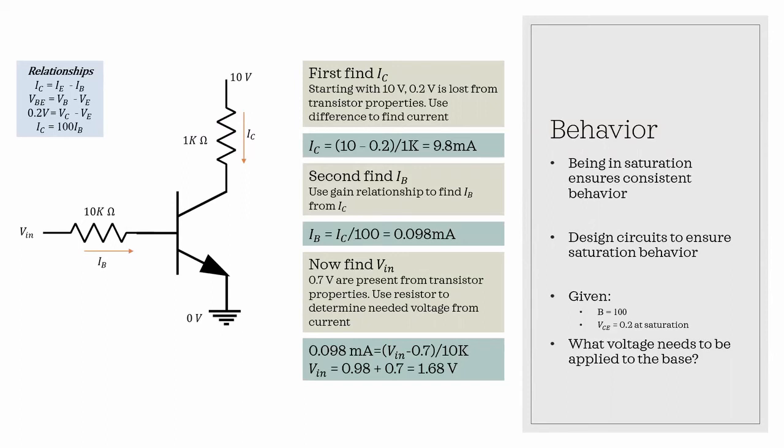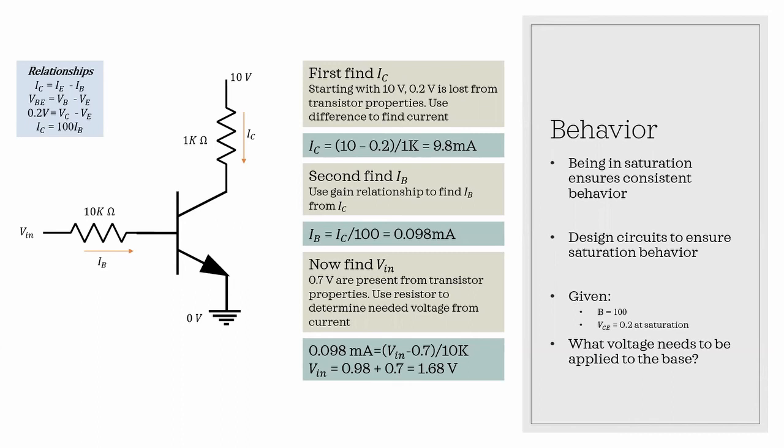The voltage is 10, and the difference between the collector and emitter is 0.2, remember from our semiconductor properties. So that drop between collector and emitter, 0.2, needs to be taken into account here, which gives us 9.8 volts across a 1 kilo ohm resistor. It gives us 9.8 milliamps.